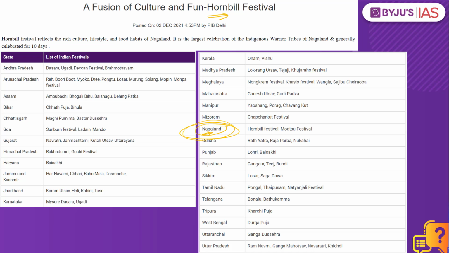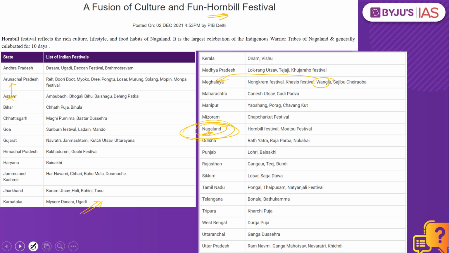Where is the Wangala festival celebrated? It is celebrated in the state of Meghalaya. And when it comes to the Mayoko festival, it is celebrated not in the state of Assam, but instead in the state of Arunachal Pradesh. Also remember, there are many other important festivals celebrated in India, and these can be prospectively asked in your preliminary examination. So kindly go through these festivals.